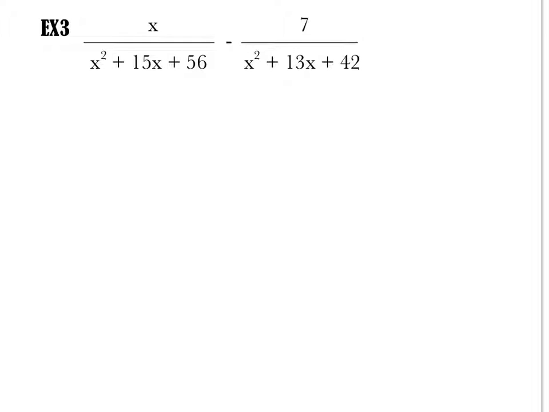All right, we're going to make it a little bit more complicated. So if you notice, this is a trinomial and this is a trinomial, and we're subtracting. So we've got a lot happening. So we're still going to follow that same process. Can I factor the denominators?